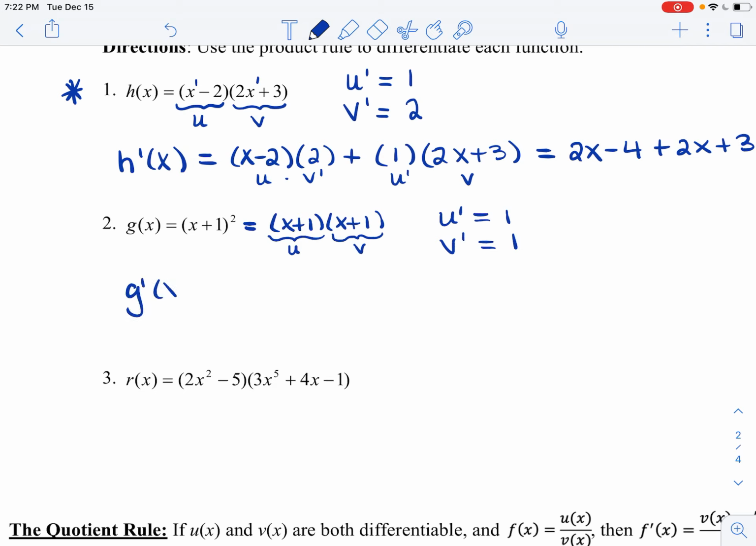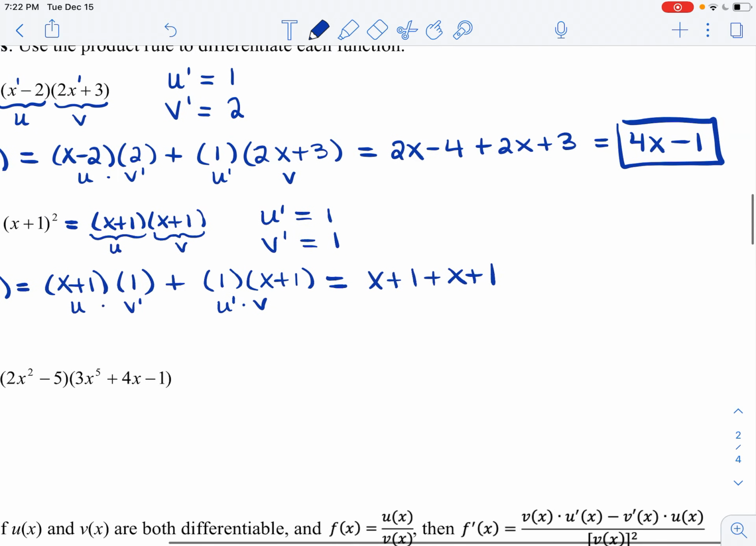So if we wanted to find the derivative of g of x, we would take the original first function, which is x plus 1, times the derivative of the second function, which is 1. So again, this is u times v prime, plus the derivative of the first function times the original second function. So u prime times v. So now I'm just going to simplify this. x plus 1 plus x plus 1 would give me 2x plus 2, and that would be the derivative of this function.